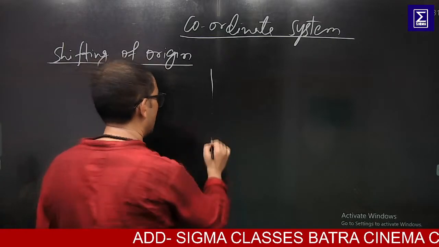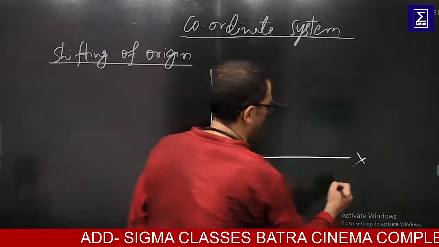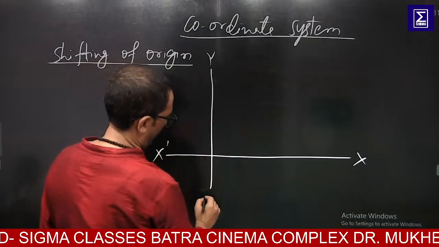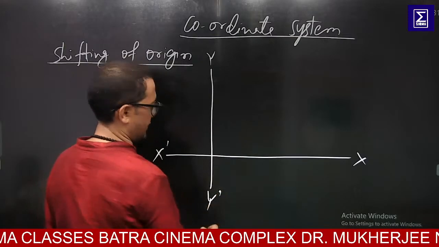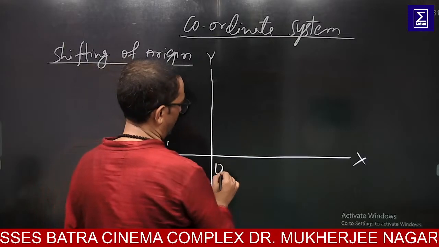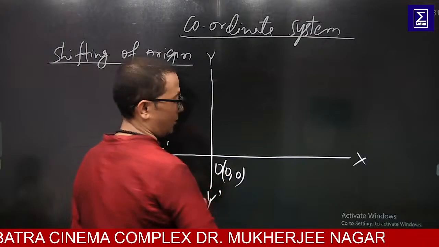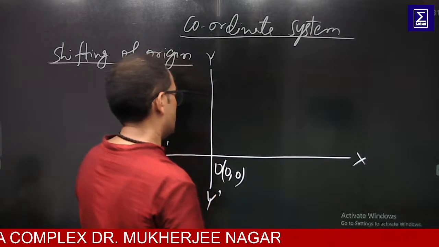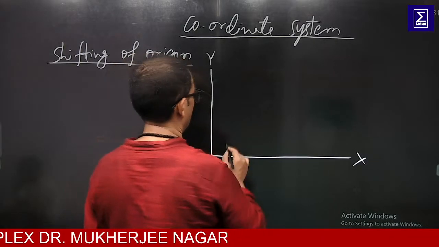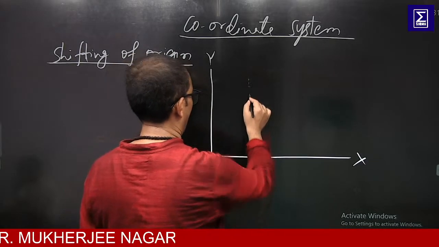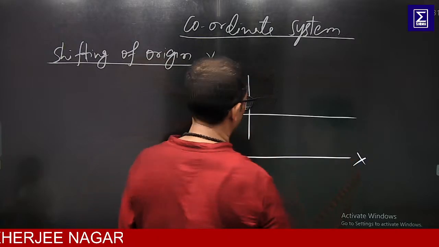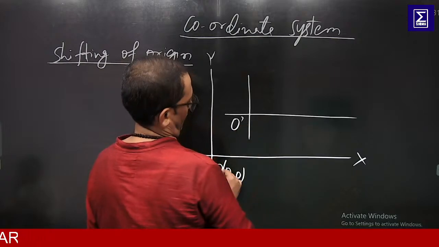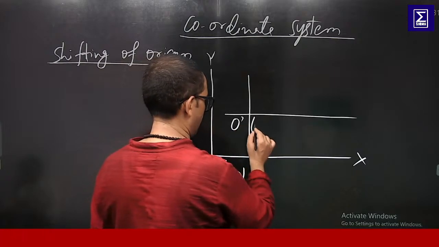We know that x and y are the rectangular coordinate axis, x dash and y dash. O be the origin, so coordinate of O is 0, 0. Now suppose this origin O is shifting to a point, let us say O dash, wherein the coordinate of O dash is h comma k.